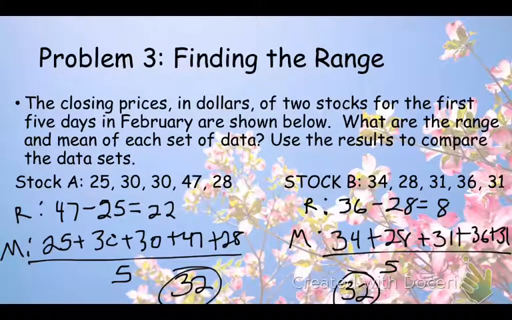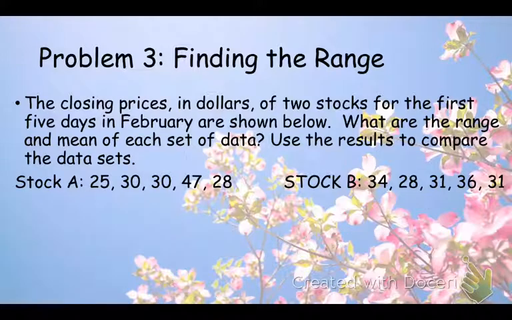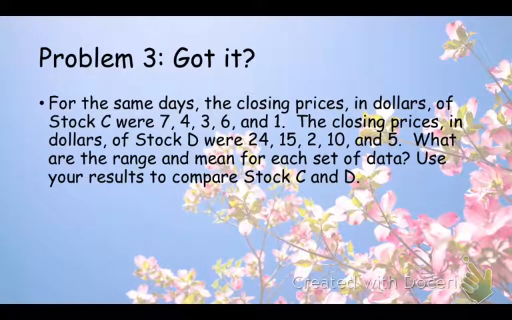So when we are looking at this, it does at the end of our question say to use the results to compare the data. So as you can see, both sets of stock prices have a mean of 32, so that is the same. But the range for stock A is 22, while the range for stock B is only 8. So go ahead and take a look at the got it here. Please pause your video and try the got it, and when you are ready to check your answer, please resume.